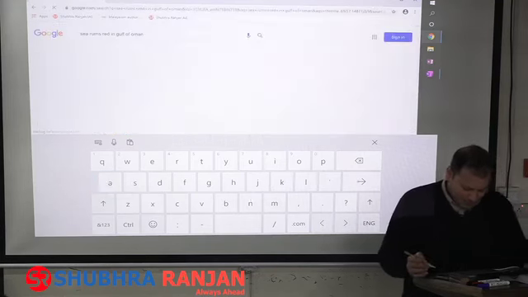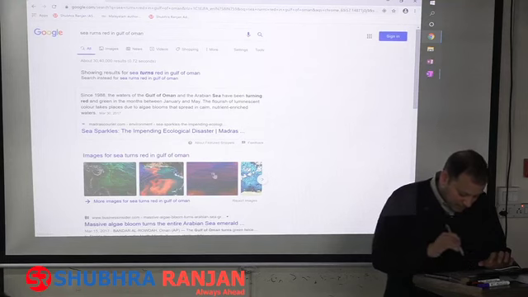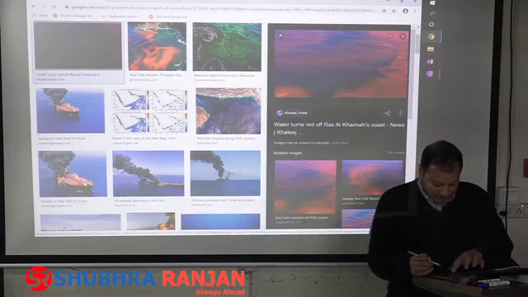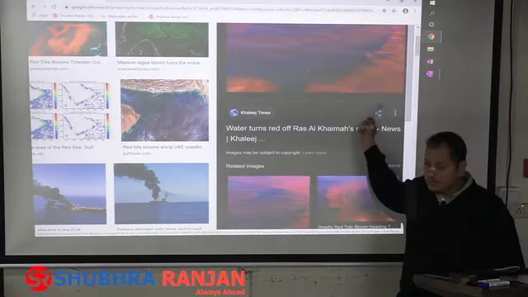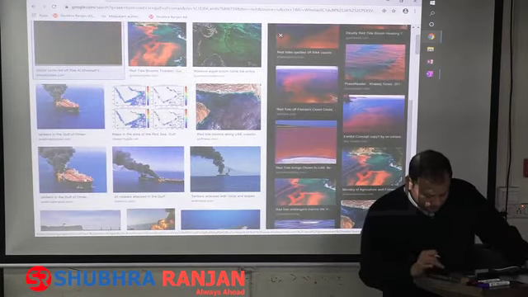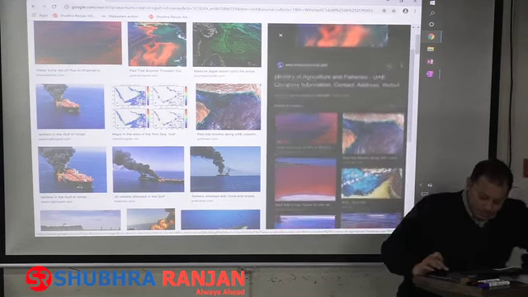Gulf of Oman. There is so much pollution that this is how the sea water is turning. Right? It is turning red in color. Dead zone in the oceans.